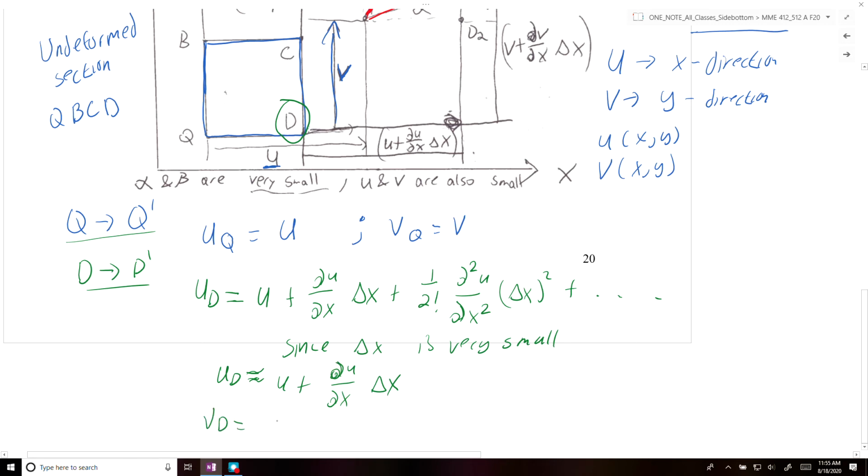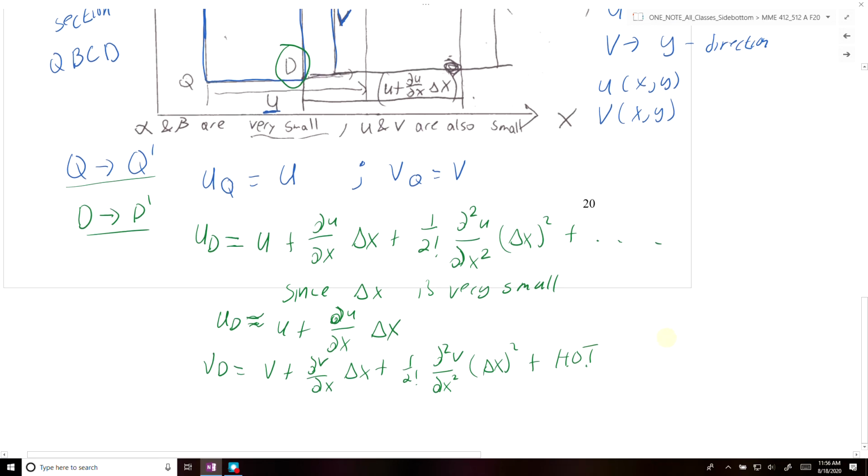We can do the same thing for the vertical displacement. So we would get v of D equal to v plus dv/dx times delta x, plus 1 over 2 factorial times d squared v/dx squared times delta x squared, plus some higher order terms.